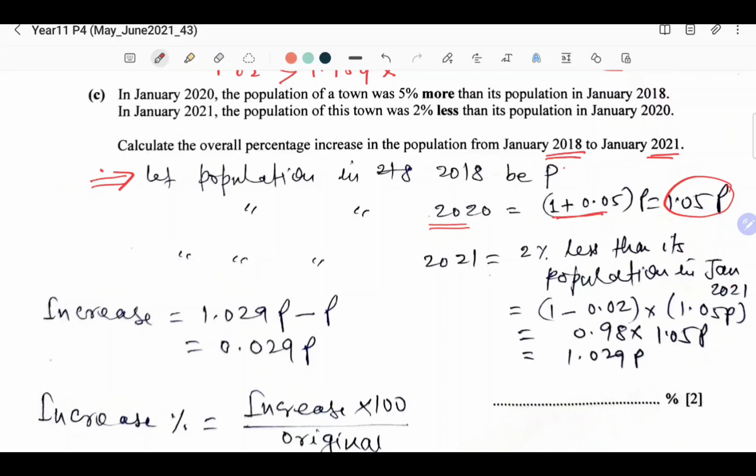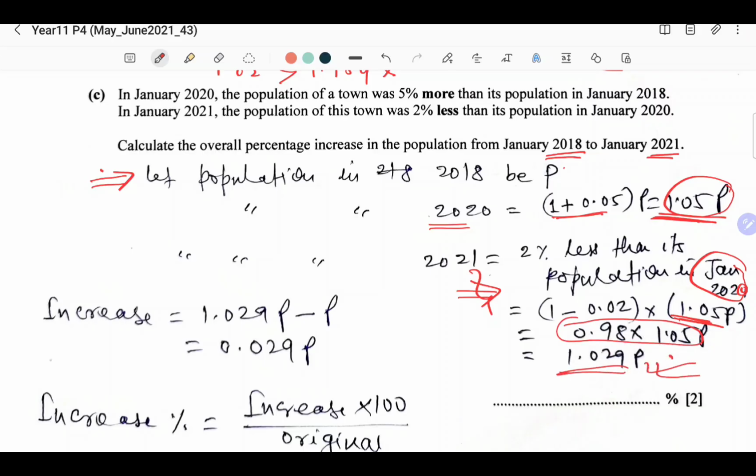Now in 2021, 2% less than its population in January 2020. Here we have to understand, that's a really important concept at this position. Please try to listen carefully. So 2% less, okay, so 1 minus 0.02, then times the population in January 2020. So what is the population in January 2020? 1.05P, right? So here we have to write 1.05P. Now 0.98 times 1.05P, just multiply them together, you will get 1.029P.